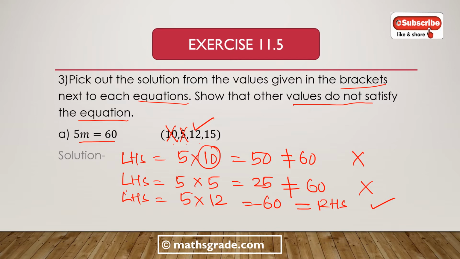Now substitute the variable m equal to 15. 5 multiplied with m, which is 15. 5 multiplied with 15 is 75 and 75 is not equal to 60. So m equal to 15 is not satisfied with the equation 5m equal to 60. So m equal to 15 is not the solution for the equation. So m equal to 12 is the only solution for the given equation 5m equal to 60.